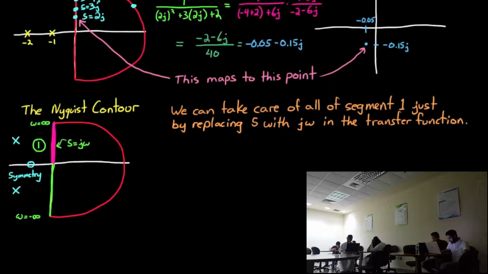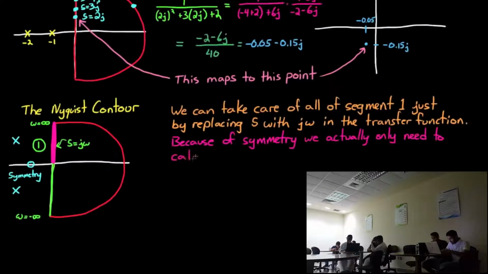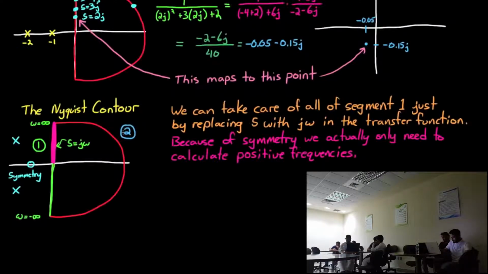Also, because of symmetry of the poles and zeros about the real line, the negative portion of the j omega line is just the reflection of the positive portion, and so we really only need to calculate the positive frequencies, but I'm going to explain more about this later.